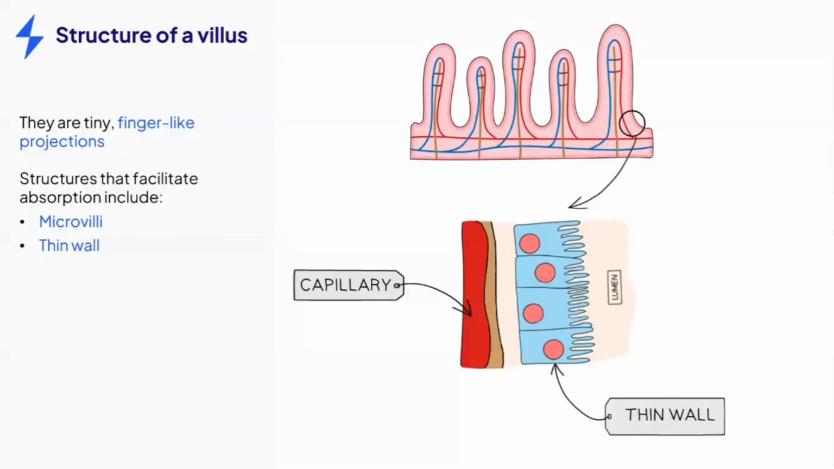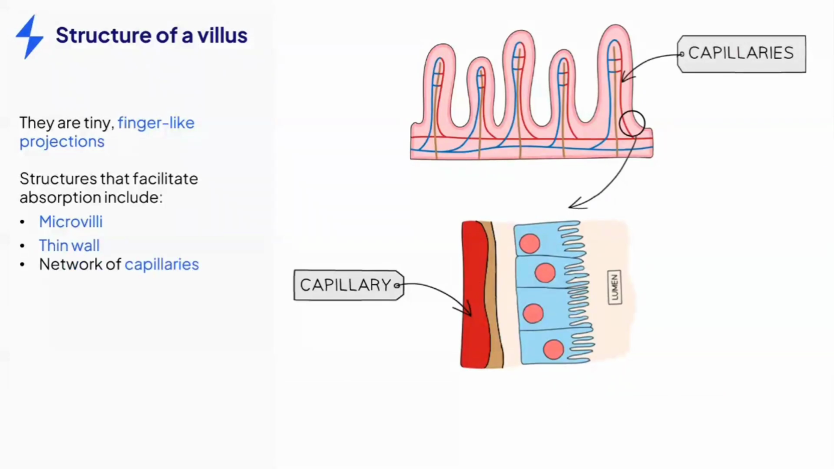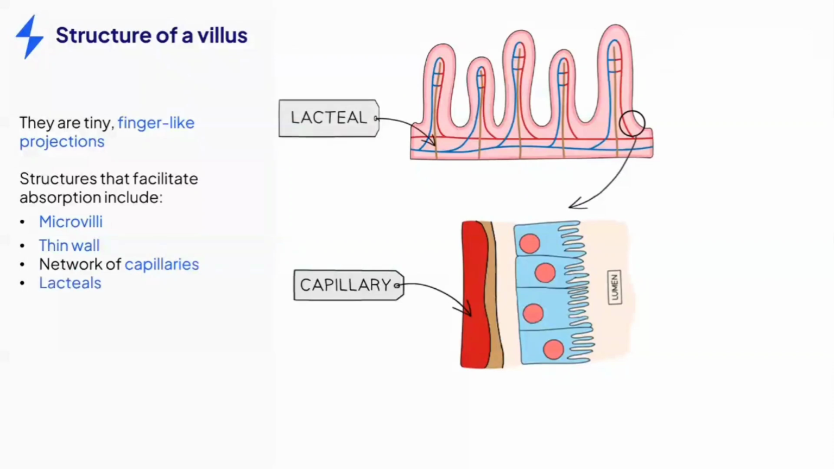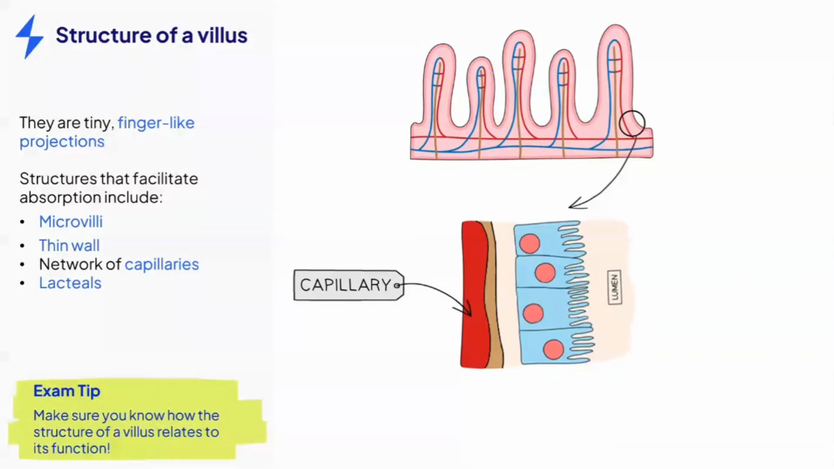Each villus is well supplied with a network of capillaries to transport substances such as glucose and amino acids away in the blood. A small lymphatic vessel, known as a lacteal, runs through the center of each villus, and it is responsible for the transport of fatty acids and glycerol in the lymph. Make sure that you are able to describe how the structure of a villus is related to its function, as this is a popular exam question.